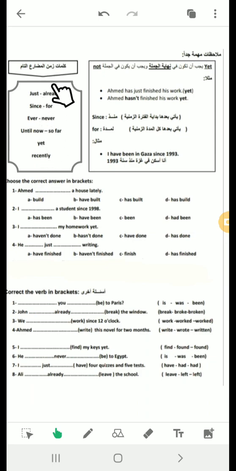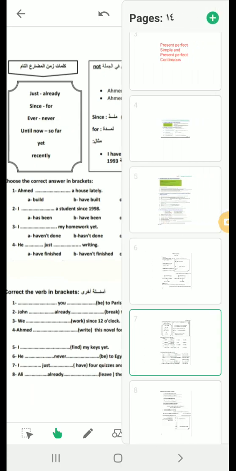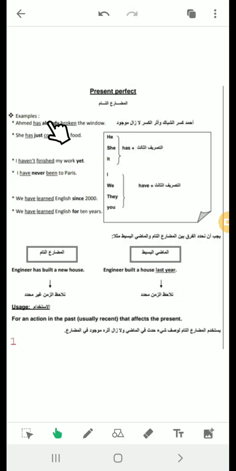Here we have keywords. Just, already, as we see in the examples before. Here, just and already we use between the two parts of the verb. Yet at the end of the negative sentence, also never between the two parts of the verb. But also we want to know how to negate the sentence. Just we use not with have or has. I haven't. I have plus not, haven't. I haven't finished. If we want to negate the sentence, she has just cooked, she hasn't cooked the food. She hasn't cooked the food yet.